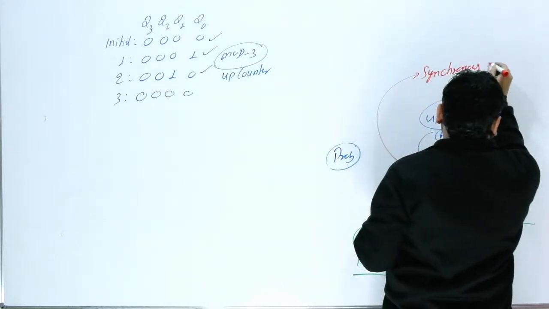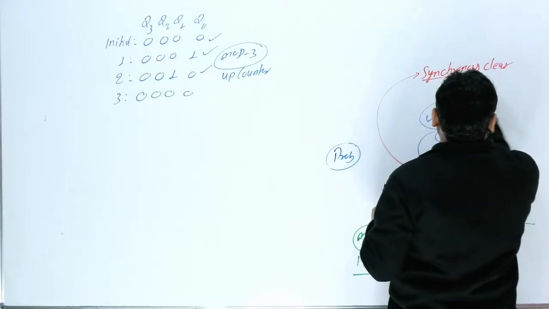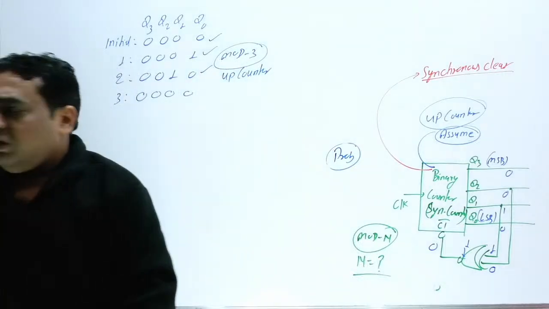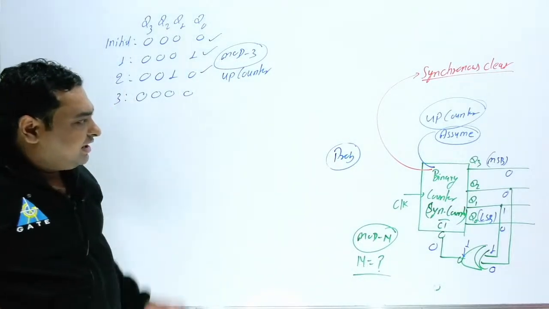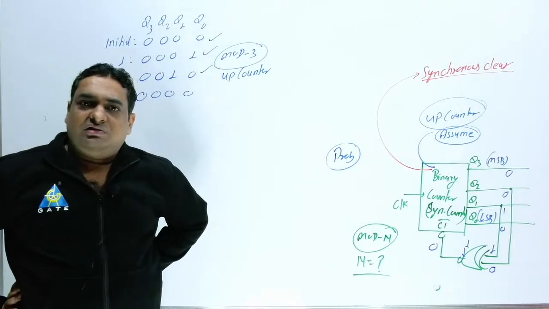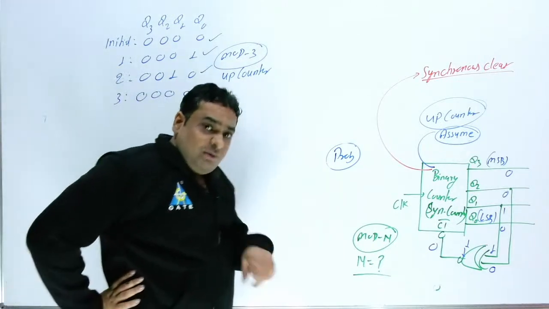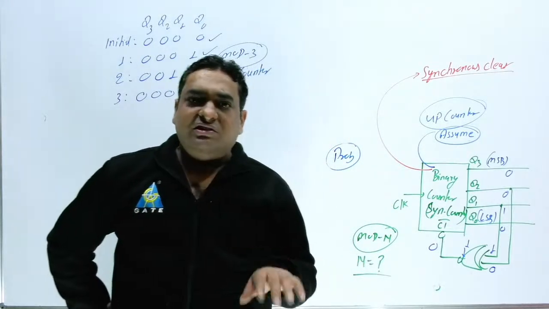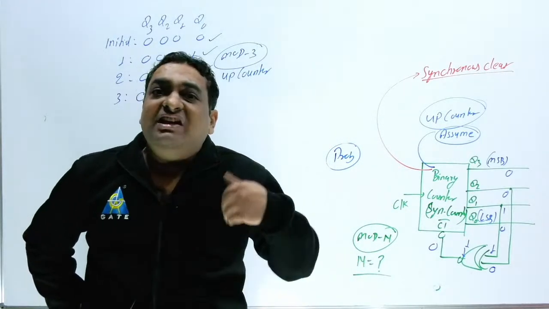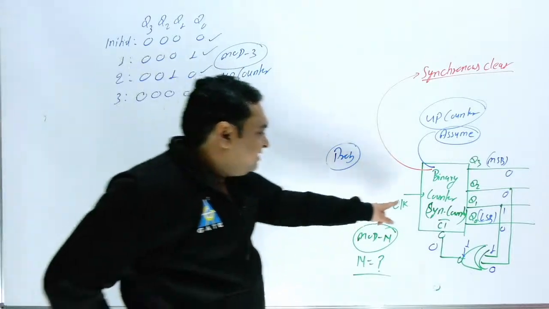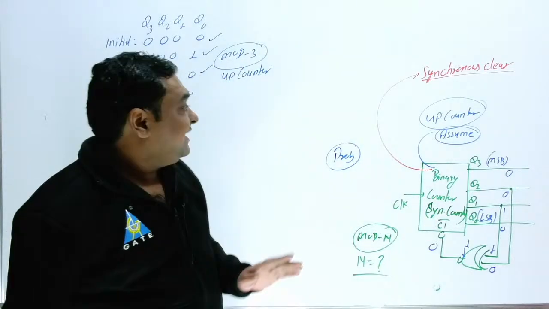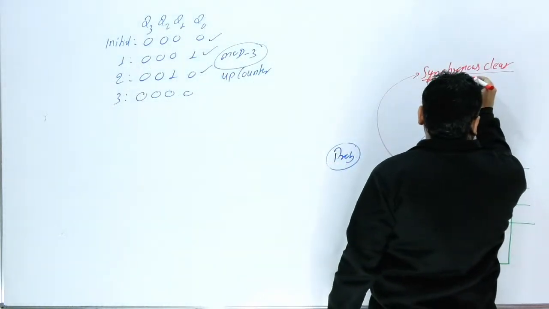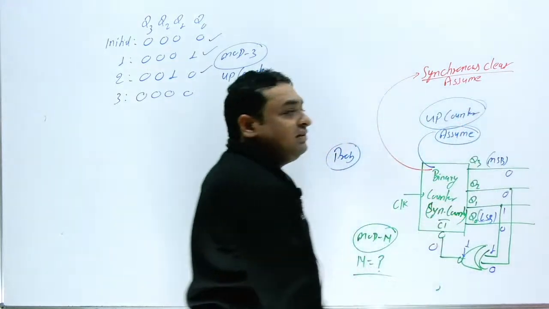Synchronous clear. If the examiner does not mention whether this is synchronous clear or asynchronous clear, what will you assume? This is my question. If this is a synchronous counter, you will assume synchronous clear. If this is an asynchronous counter, you will assume asynchronous clear. So if I have mentioned here a synchronous counter, what should be your assumption? Your assumption should be, again, this is an assumption. So you have assumed this is synchronous clear.